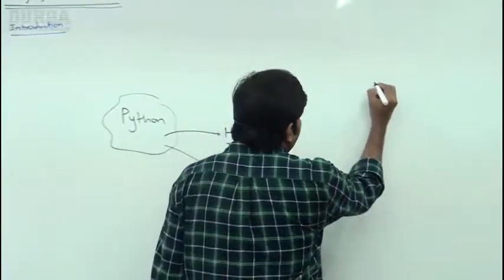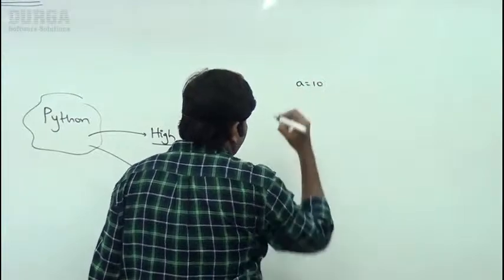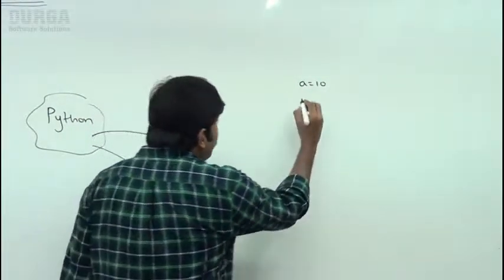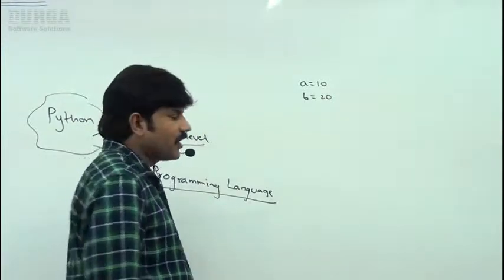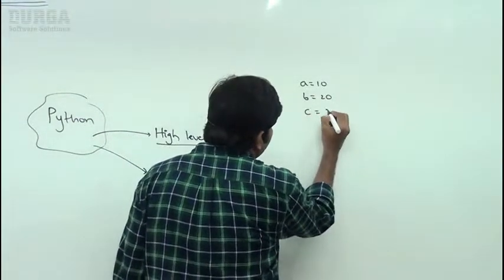If I take A is equal to 10, B is equal to 20, C is equal to 30.